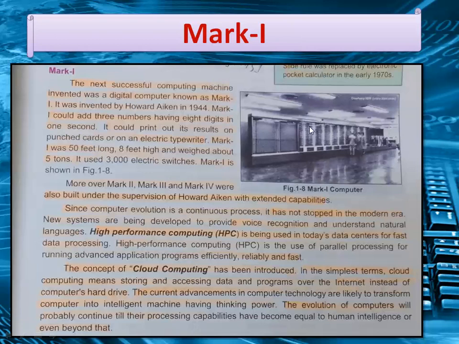So it's a very heavy machine, also known as the Automatic Sequence Controlled Calculator. It was the first fully automatic calculating machine, designed by Howard Aiken of Harvard University. It was very reliable but huge in size. You can view the size on your screen. It's 8 feet high, 50 feet long, and 5 tons in weight.